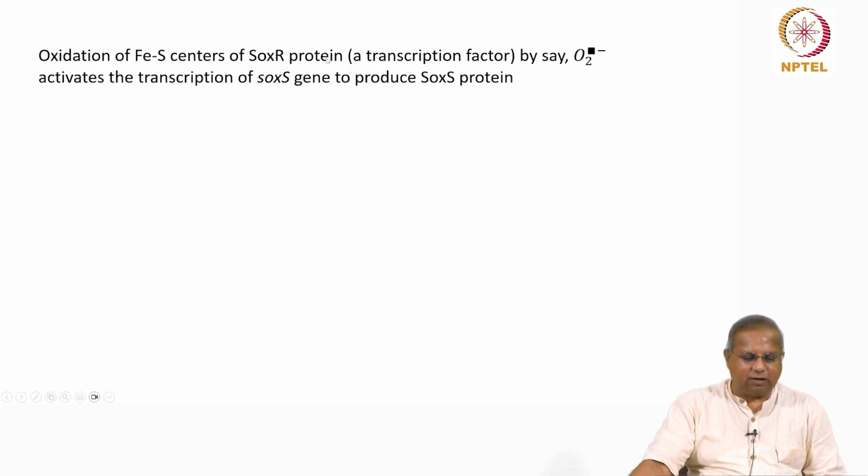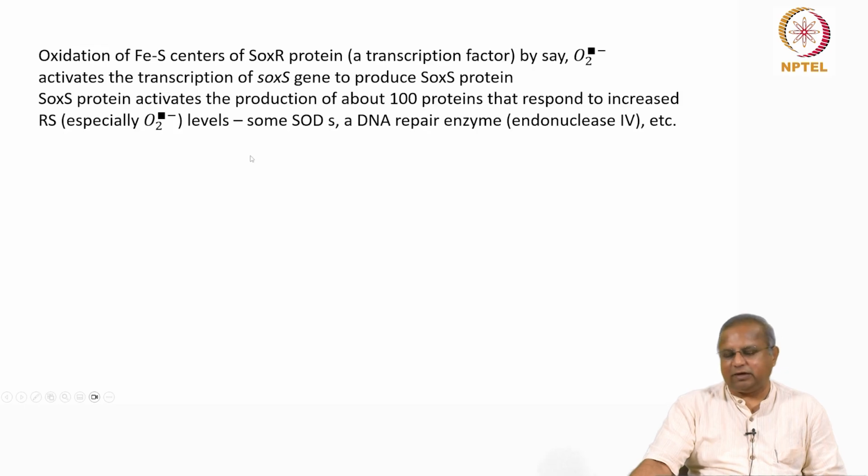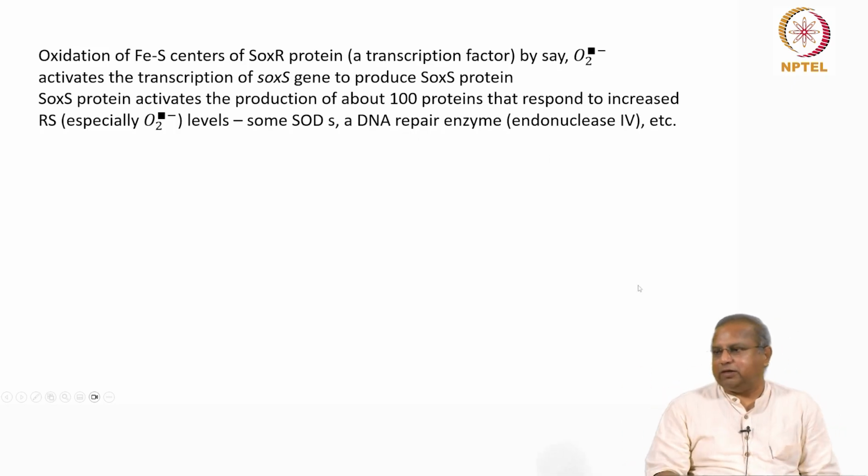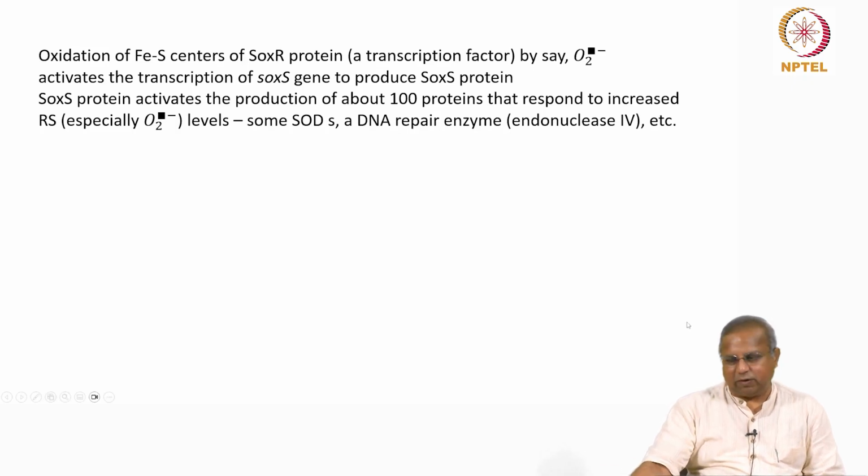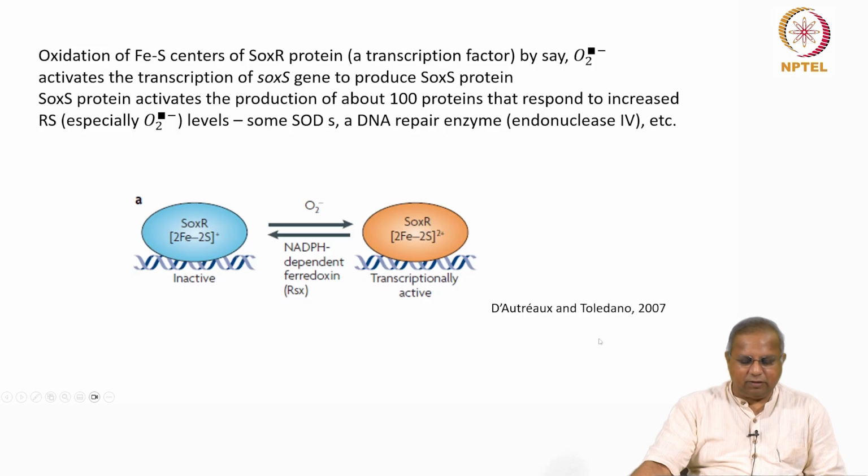So SoxR protein activates transcription of the soxS gene to produce a SoxS protein, and the SoxS protein activates the production of about 100 different proteins that respond to increased reactive species levels, especially the superoxide levels. For example, superoxide dismutases, DNA repair enzymes, and so on and so forth. So this is the way the signaling gets implemented through reactive species. One example. And this is the figure from Dietrich and Toledano.